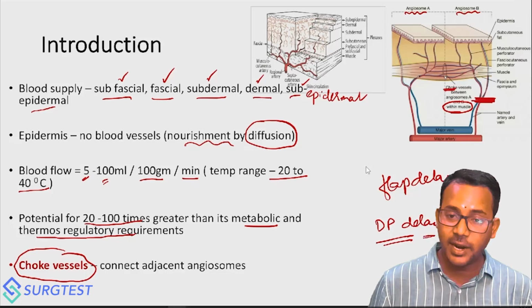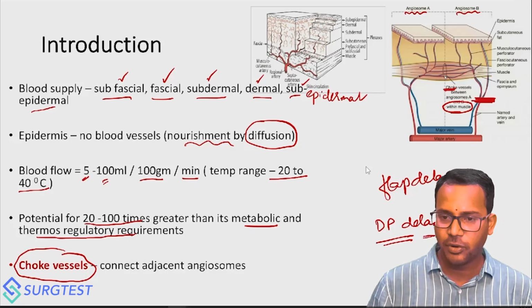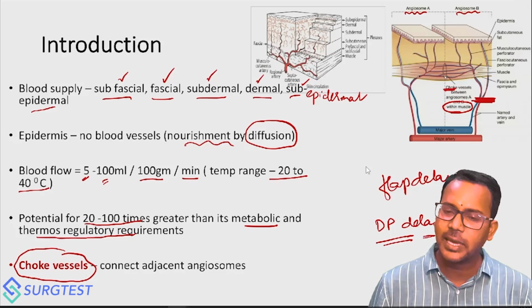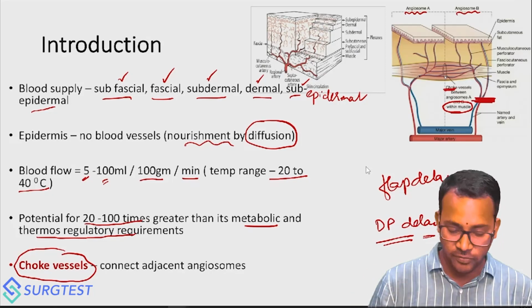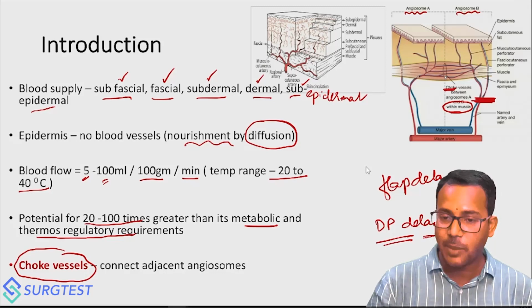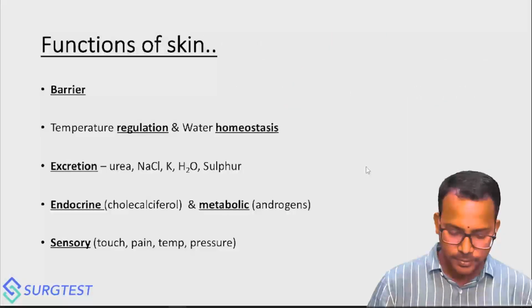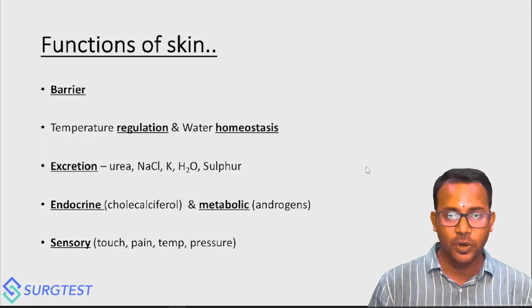Okay, so this is regarding your choke vessels, which, from your exam point of view, you have to remember are mainly present within the muscle. But they can be present at various strata of the above mentioned blood supply ramifications. Okay, coming to the next most commonly asked question, but most commonly mistakenly understood.